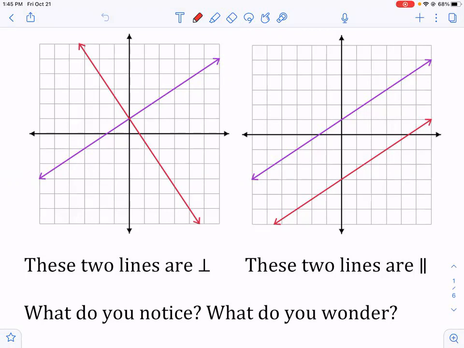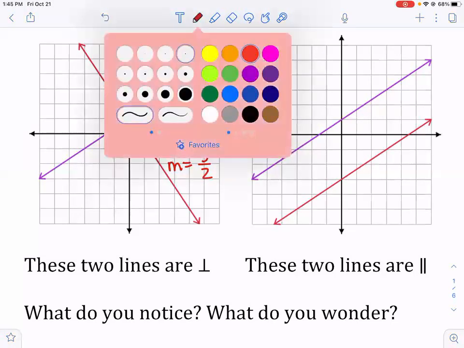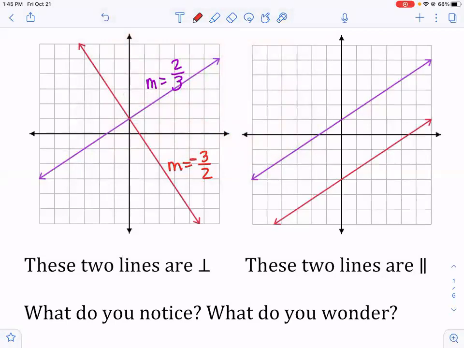Tyler, you and Addie were counting things up here. What is something that you noticed? Red line, the perpendicular, the rise over run is 3/2. Okay. Did you do anything with the purple? The rise over run is 2/2. Okay. Do you agree with Tyler's observation? Yes. Layla? Same thing.